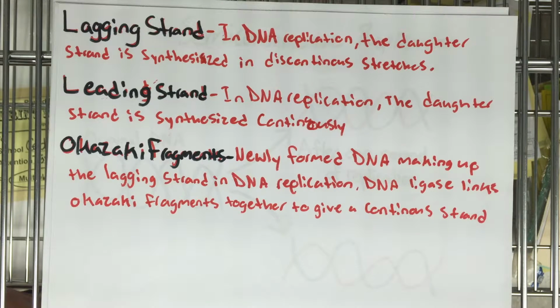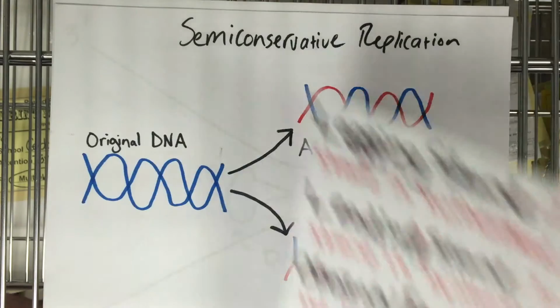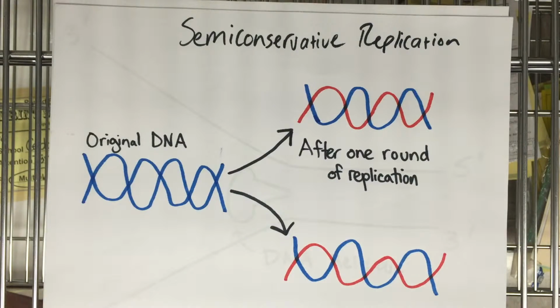Okazaki fragments. Newly formed DNA making up the lagging strand in DNA replication. DNA ligase links the Okazaki fragments together to give a continuous strand. Semi-conservative replication is our replication technique. It means each strand of the original DNA acts as a template for a new strand which is added by base pairing.